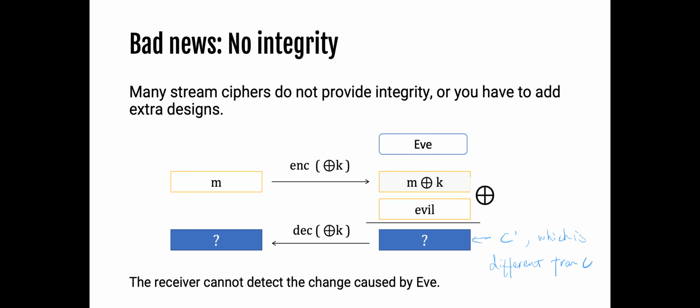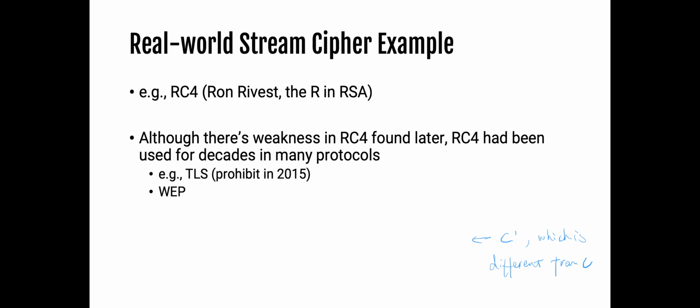So this is the bad news for stream cipher. Usually stream ciphers either just leave this problem, use another way to guarantee integrity, or add more layers of design in order to guarantee integrity. We're not going to talk about that in our lecture, but if you're interested, you can check those real world stream cipher examples. For example, RC4 is one of the most favorite and most popular stream ciphers in the real world. It was used for many years, I think about 10 to 20 years.